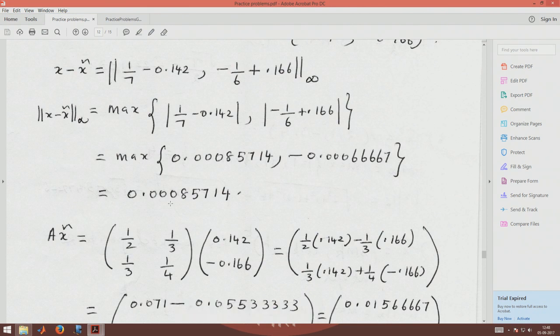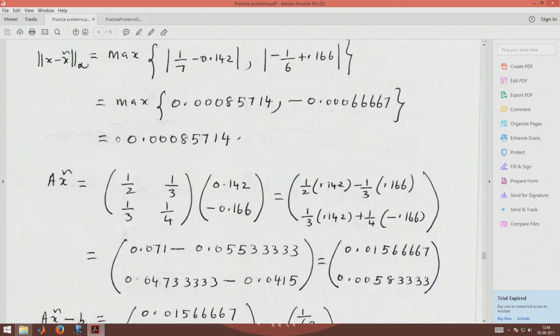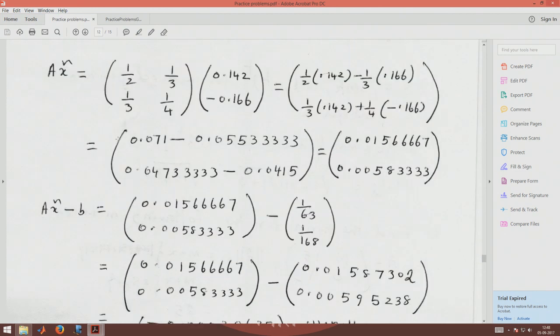So, that is the absolute error in the solution x of the system Ax is equal to b. So, you would like to find what is the residual. So, compute A into x tilde. A matrix is given, x tilde is given. So, work out what is A into x tilde, which turns out to be this vector.